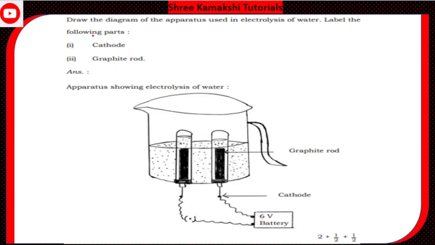The first important question is: draw the diagram of apparatus used in the electrolysis of water. Label the following parts: cathode and graphite rod. This is the diagram. This is the graphite rod and this is the cathode. The diagram carries 2 marks and the parts are half a mark each. In total, this is a 3 marks question.